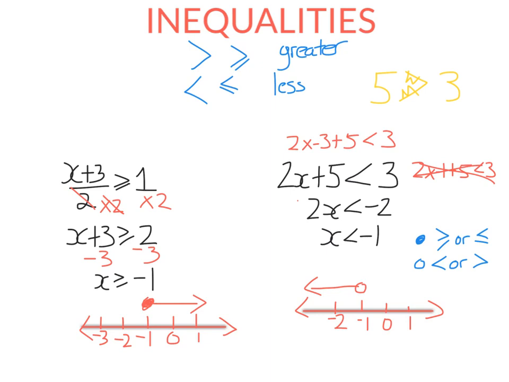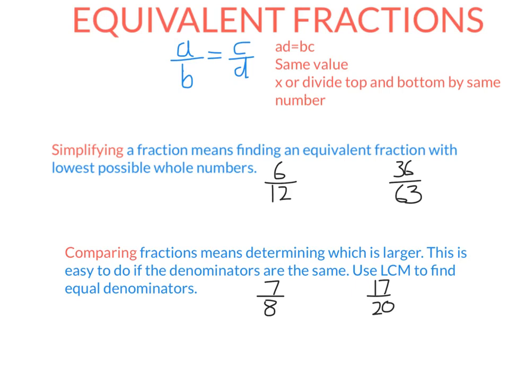All right, let's move on now to fractions. So we're going to start by looking at equivalent fractions. So fractions are written as something over something, A over B or C over D. So two fractions are equivalent if A times D equals B times C. This means they have the same value. So they both equal the same decimal point. They both occupy the same position on the number line.